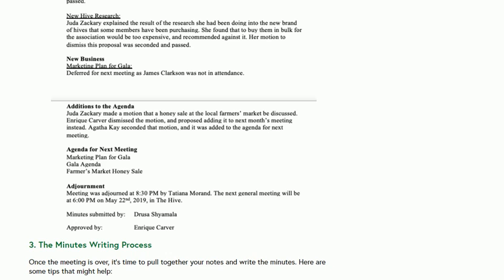If the meeting is held today, then we would record all of that sort of stuff, additions to the agenda, and then decide the agenda for the next meeting, like marketing plan for gala agenda, farmers market, honey sale. So the names of those agendas should be written like that. Then adjournment: at what time, at what place, and who is the one who adjourned the meeting.